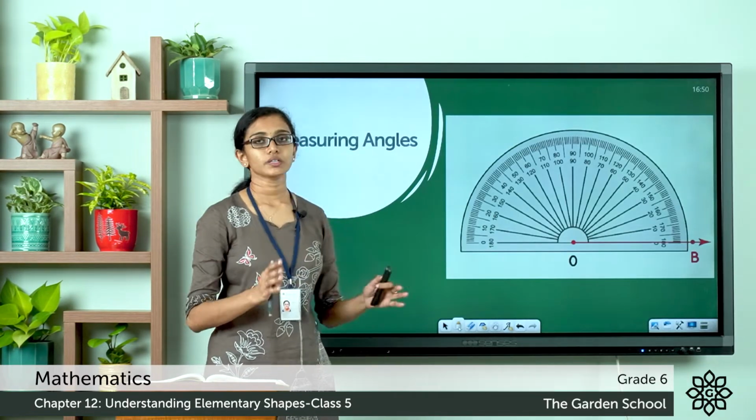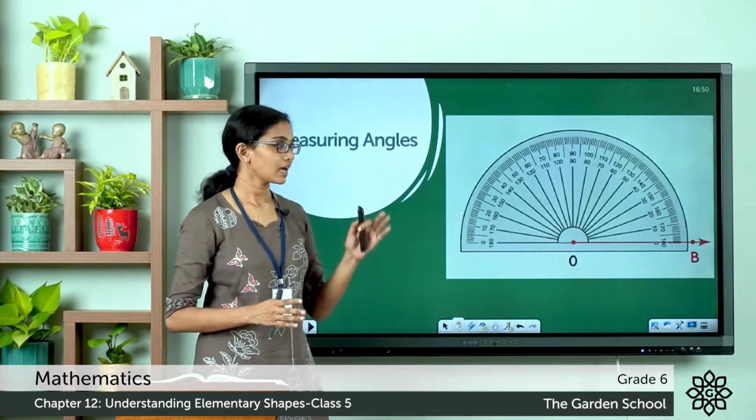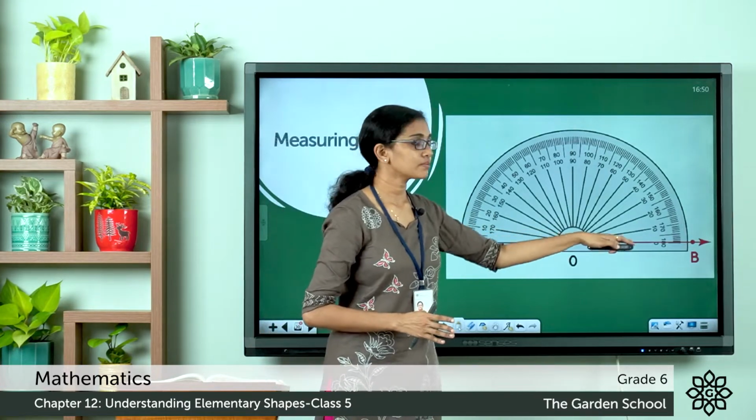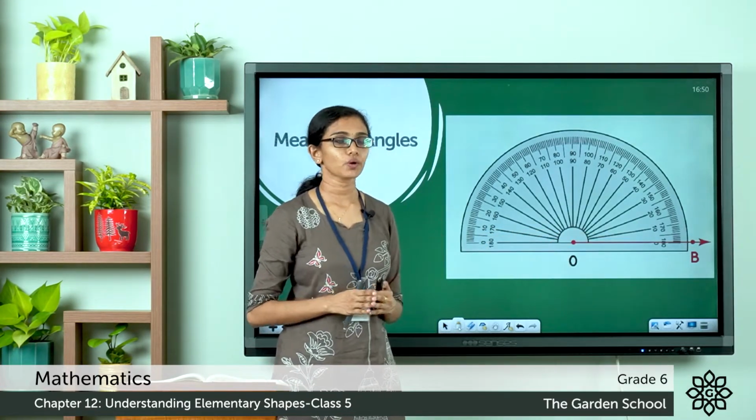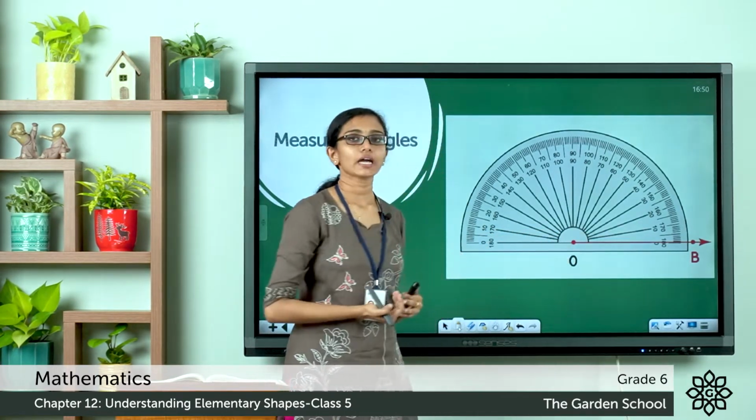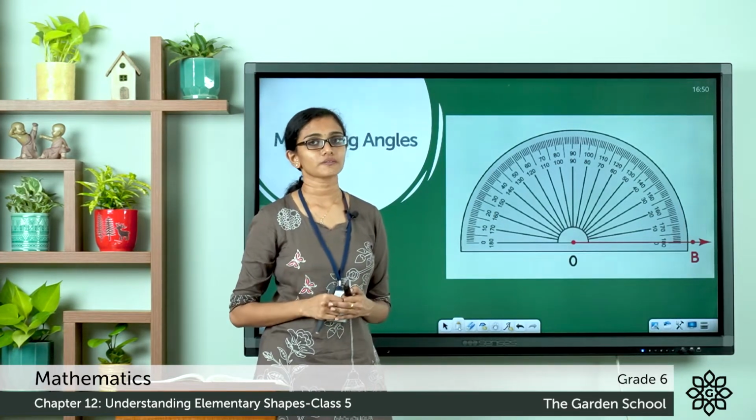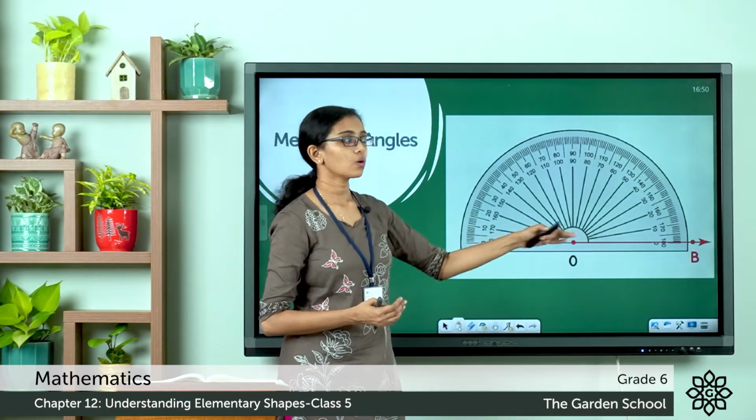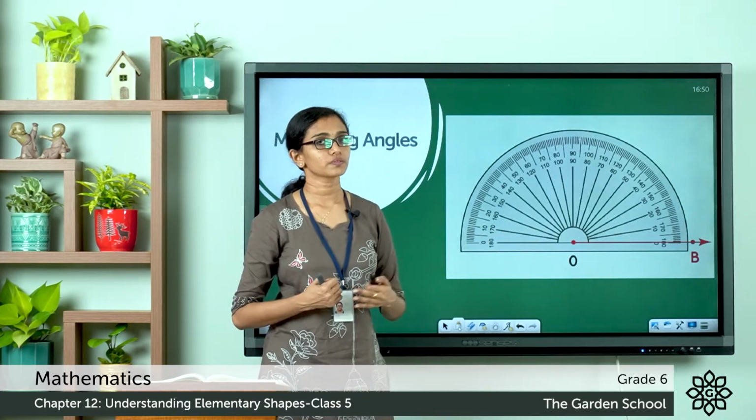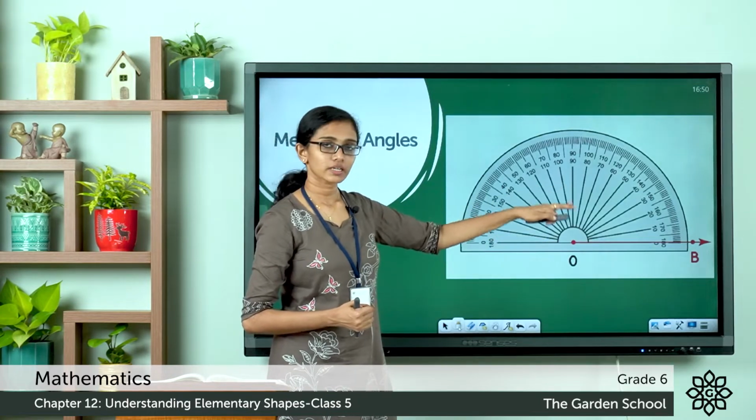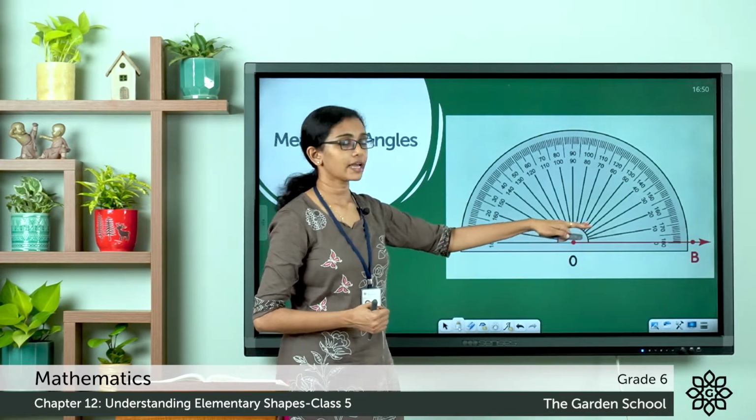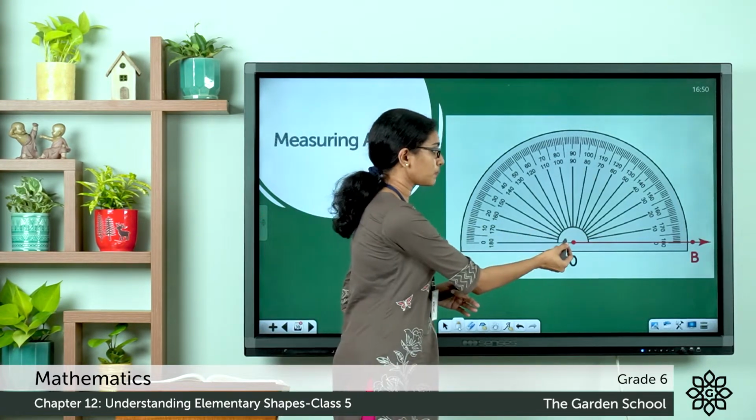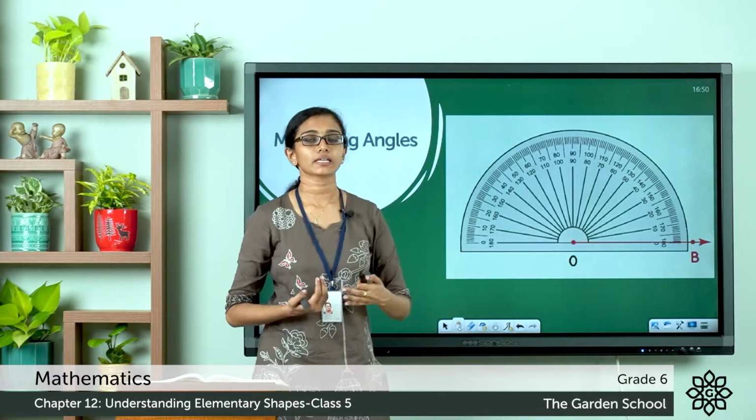First step, you have to place a protractor in such a way that the baseline of the protractor coincides with one of the arms of the angle. Also, the midpoint of the baseline should coincide with the vertex of the angle. So here the vertex is point O. Ray OB is one of the arms or sides of the angle. So we have placed the protractor in such a way that ray OB coincides with the baseline of the protractor and midpoint of the baseline coincides with vertex O.